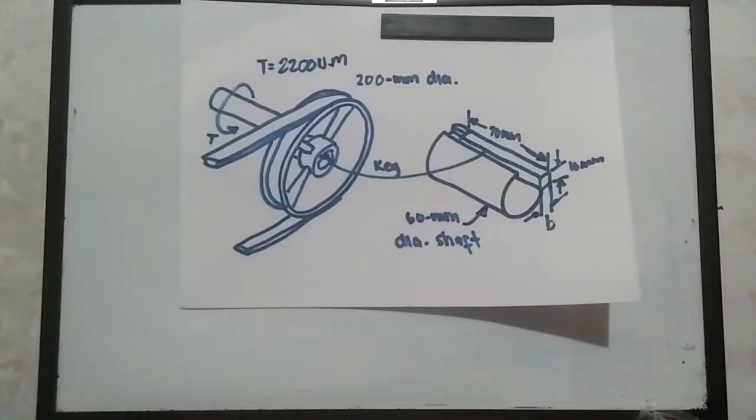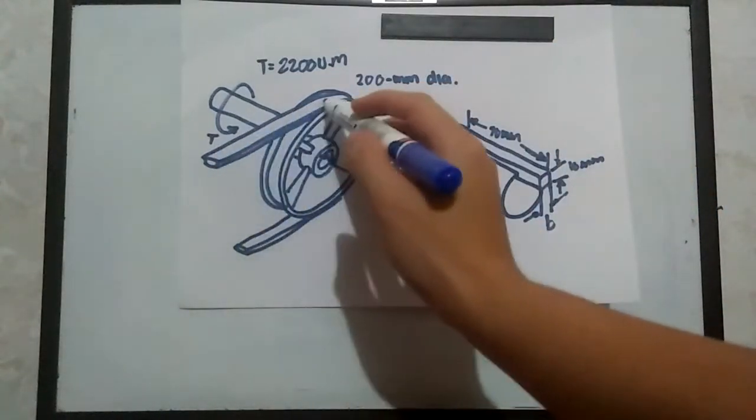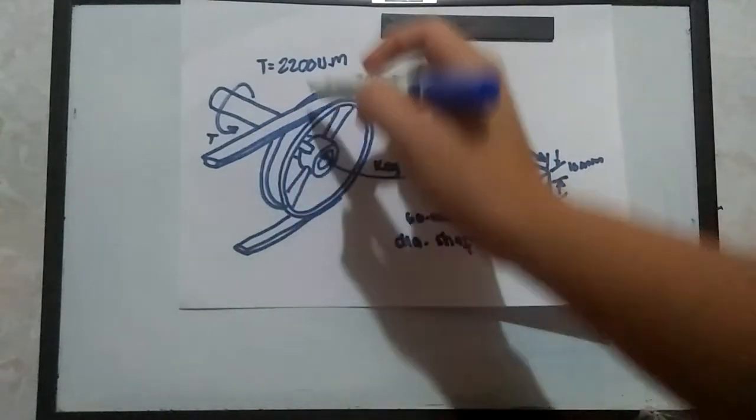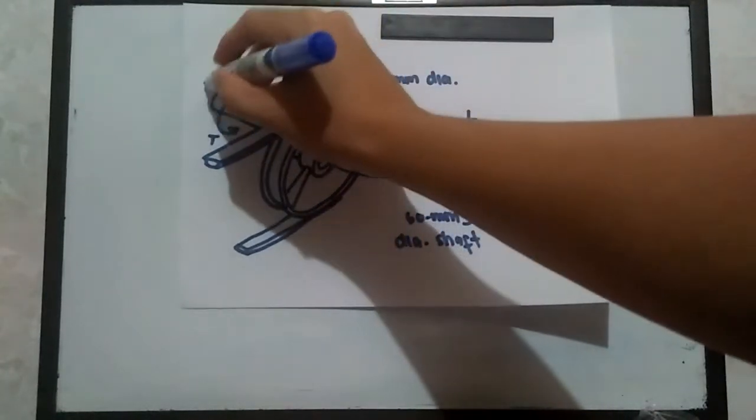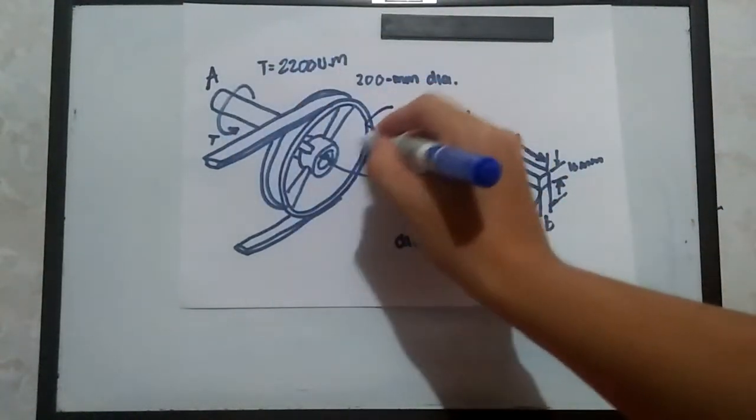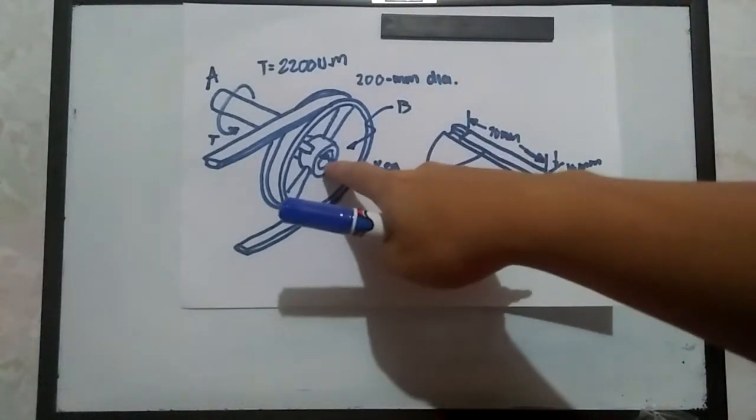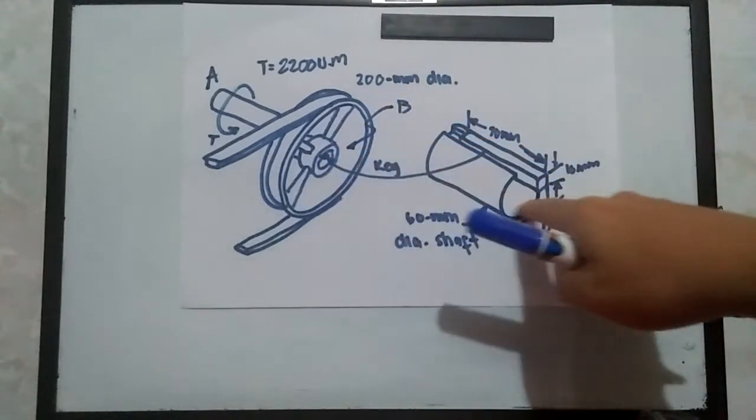Okay guys, so this will be sample problem number 3 for shear and bearing stresses. We have this simple problem: a wheel and a belt-like structure surrounding this wheel. And we have a shaft from this point, let's say this is point A, all the way to this point that is point B.